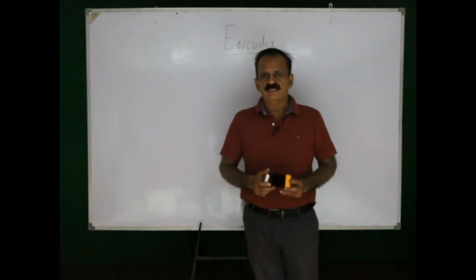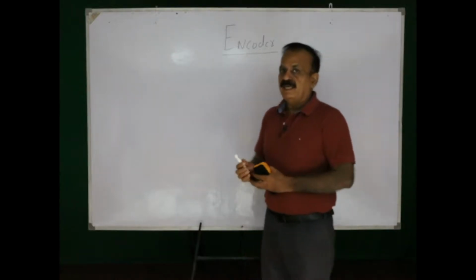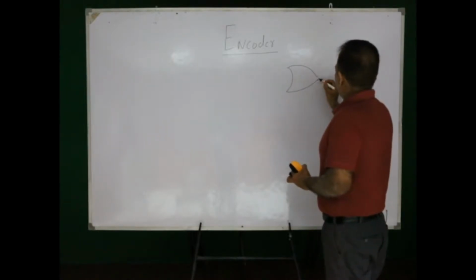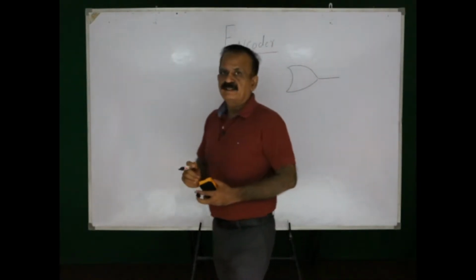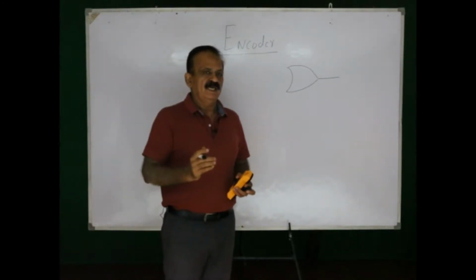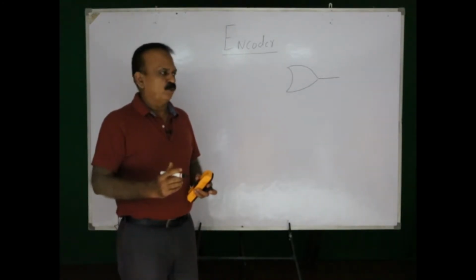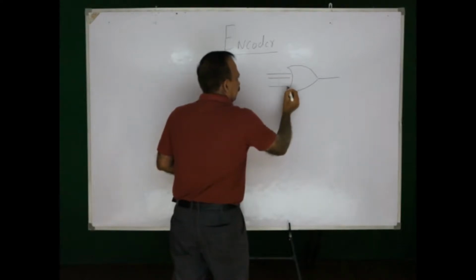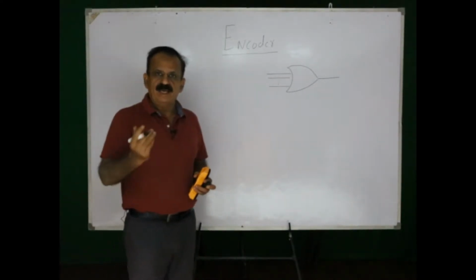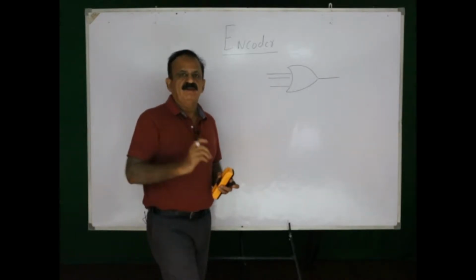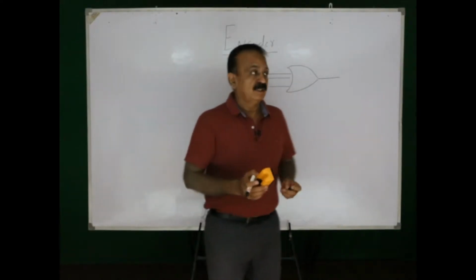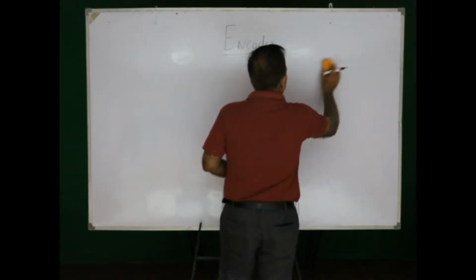Now we will go through the circuit diagram of this encoder and then its working. In this circuit we will be using OR gate, and the property of OR gate which we must know is that if any of the input is high, output will be high. Say these are the inputs. If any of the input is high, the output value will be high. This property I will be using to implement the circuit for encoder. Now let us start with the circuit implementation.